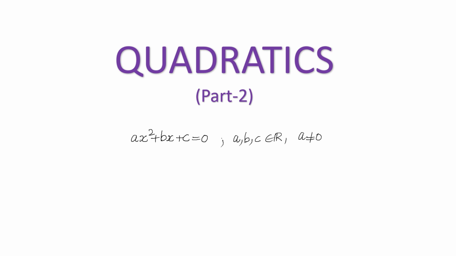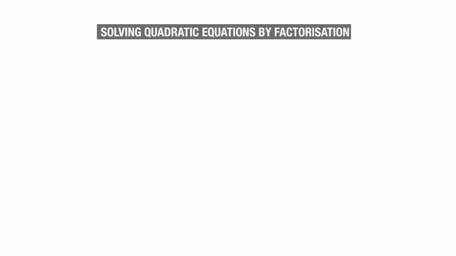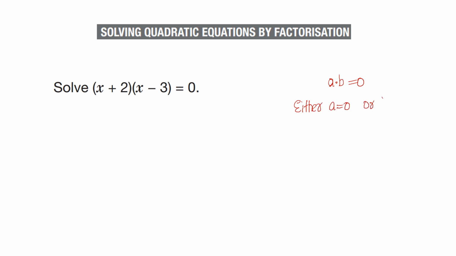If you want to know in detail about the introduction to quadratics, you can go to part 1 of this video. Anything like a times b is equal to 0, where a and b are real numbers, either a is equal to 0 or b is equal to 0, or both can be 0.